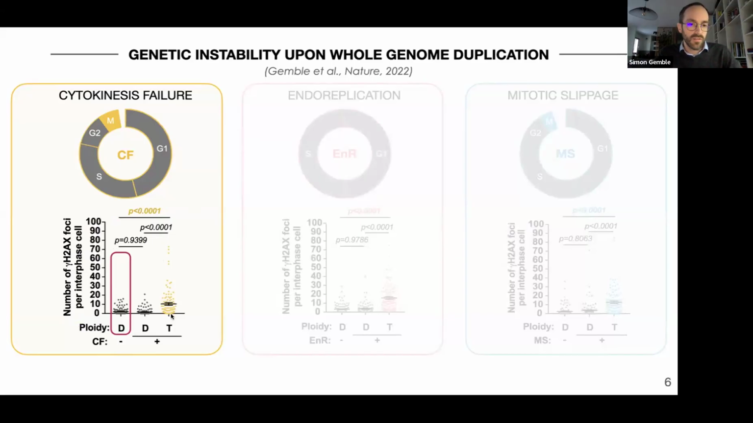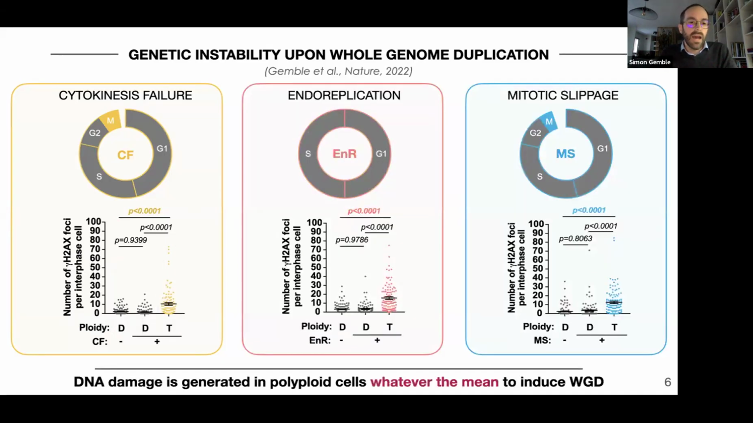So you have three populations. The first one is diploid cells without any treatment. And the two other ones are related to the fact that when we induce whole genome duplication, it's not 100% efficient. So we still have diploid cells in this treated population that we use as an internal control. And we have also the tetraploid cells, that is the population of interest. And as you can see on this different quantification, we observe similar number of gamma H2AX foci in interphase cells, whatever the way to induce whole genome duplication.